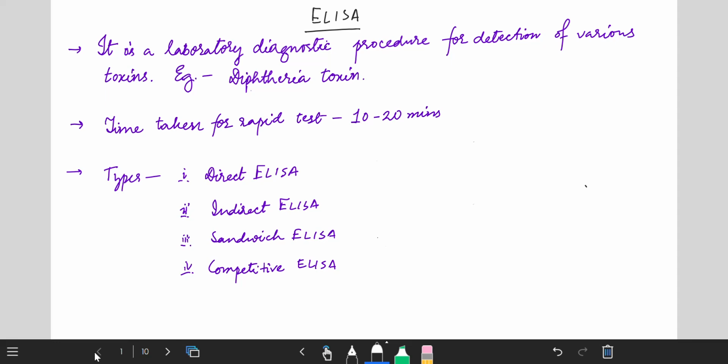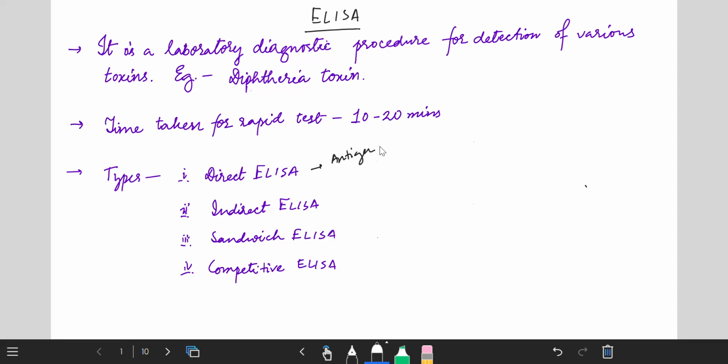Now, what are the types? There are 4 types: direct ELISA, indirect ELISA, sandwich ELISA, competitive ELISA. In case of direct ELISA, this technique is actually used for the detection of antigen. And the enzyme is labeled with primary antibody in case of direct ELISA.